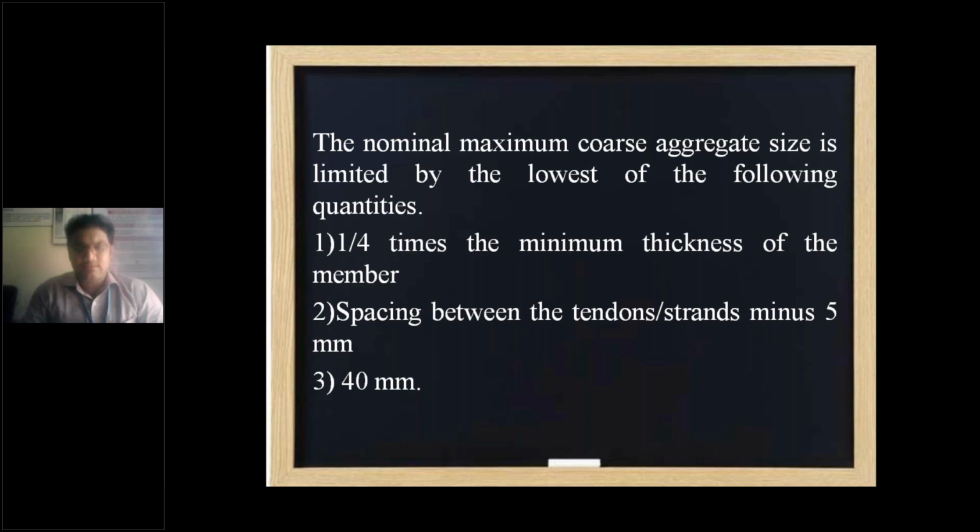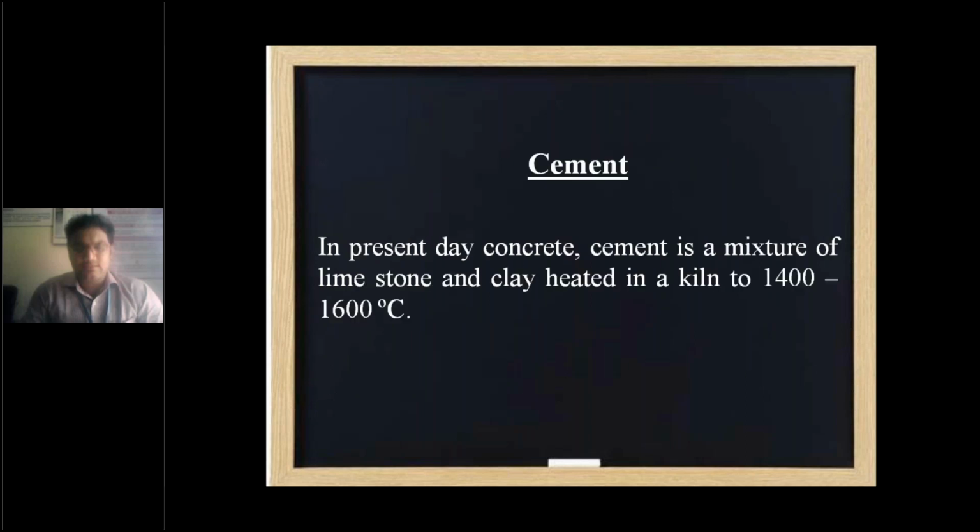Okay, next, coming to the cement. As I told you, cement is nothing but a binder material, which is going to be added into the concrete to bind the coarse and fine aggregate, right? As we know, it is a mixture of limestone and clay, which is going to be heated in a kiln at a temperature of around 1400 to 1600 degrees centigrade, isn't it? So that is how the cement is going to be used in concrete, right?